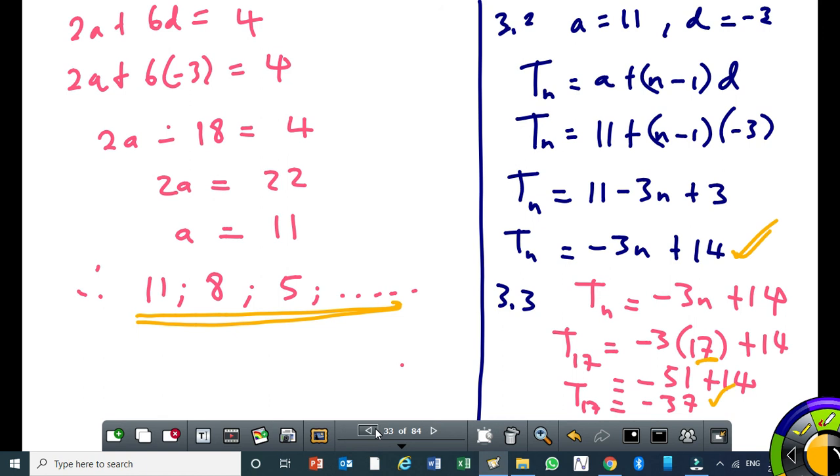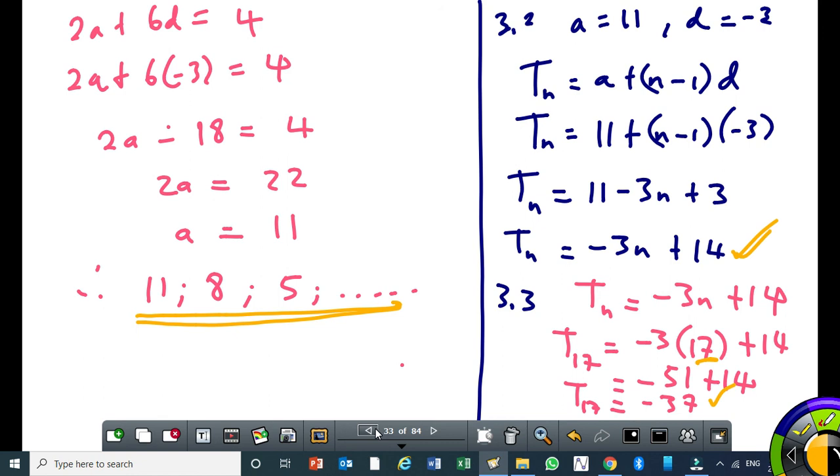We know that T17 is equal to A plus 16D. I hope all of you are aware of this. Yes, sir. Right? What is our A equal to? It's 11. Right? D is negative what? Negative 3. So we get 11 plus minus 48. And this gives you minus 37. So you can do it this way or you can do it this way.